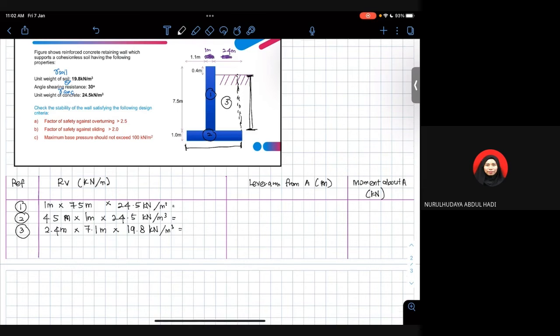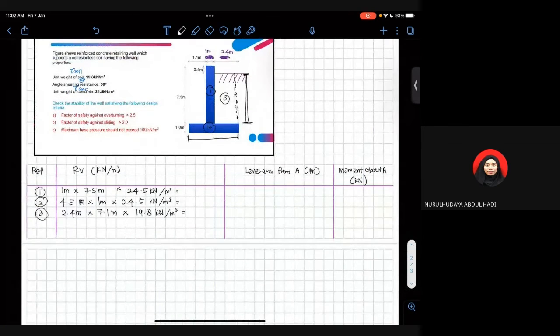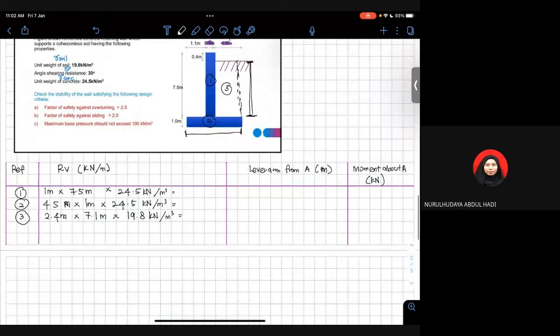Sebab ini soil. Kita kira level arm from A. For the first area, dia turun ke bawah like this. Distance daripada A. Sebab A dekat toe. Berapa jarak ini?